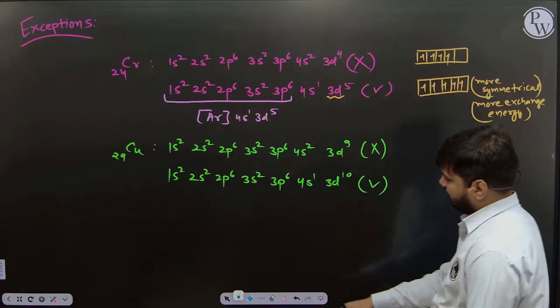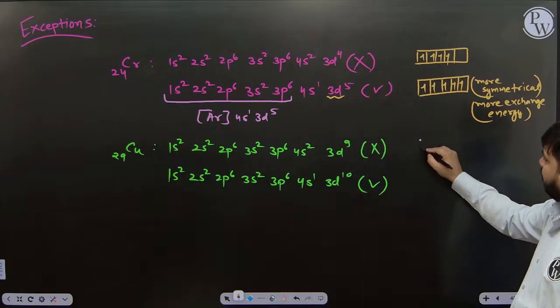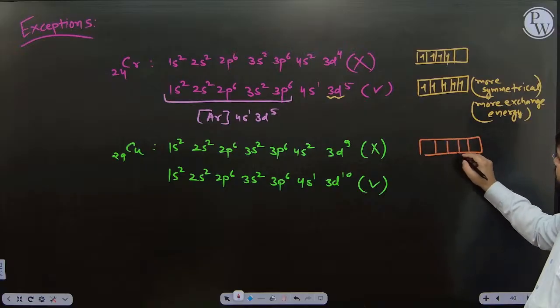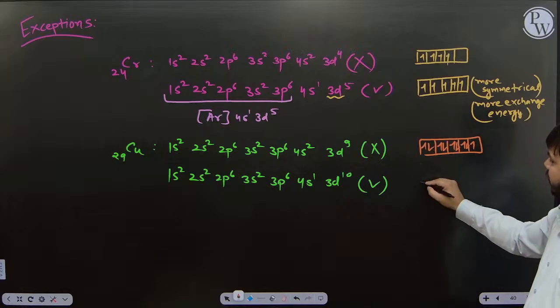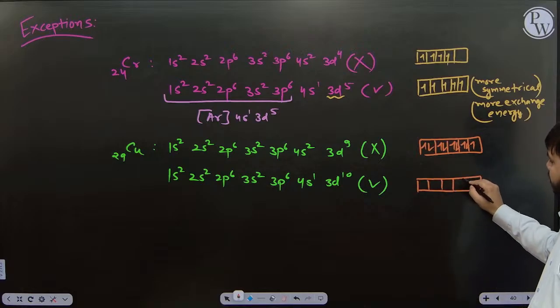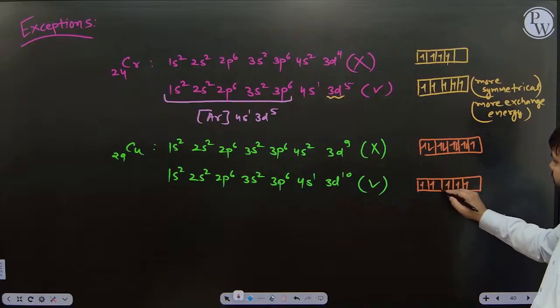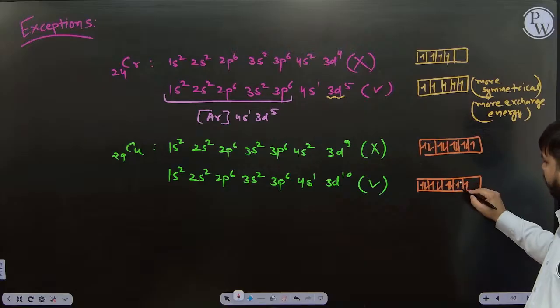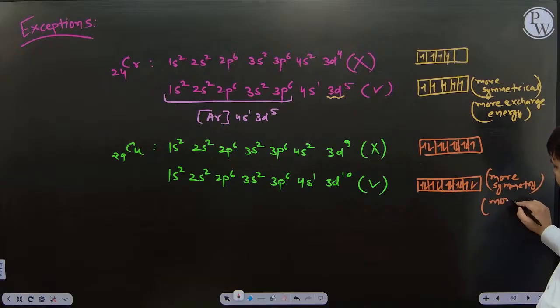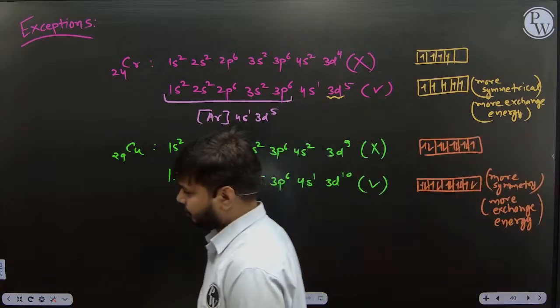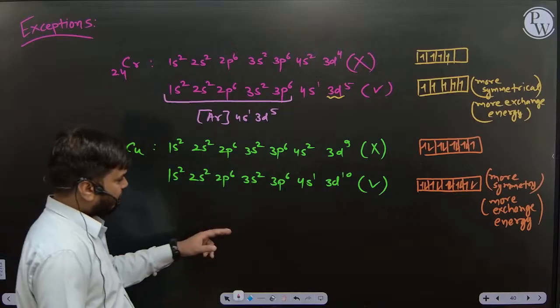The reason is again the same as the previous one. If we talk about the 3d9, in the 3d9 we don't have that much symmetry, while here when you see the 3d10, you will be seeing more symmetry. Okay, it will also be having more exchange energy. ठीक है, so this is what we saw about the electronic configuration.